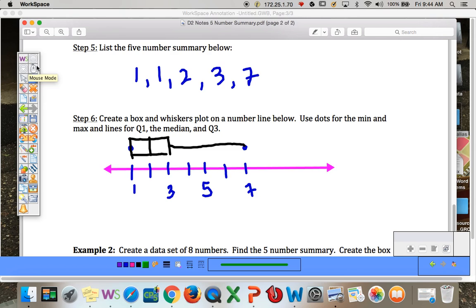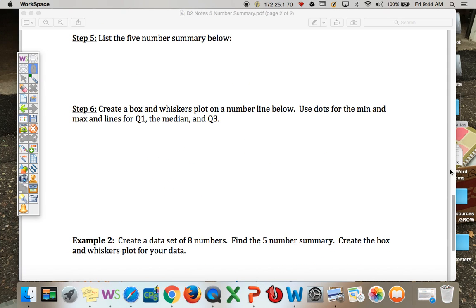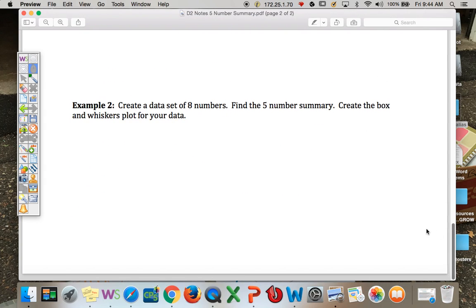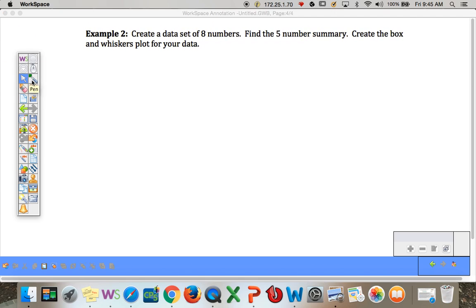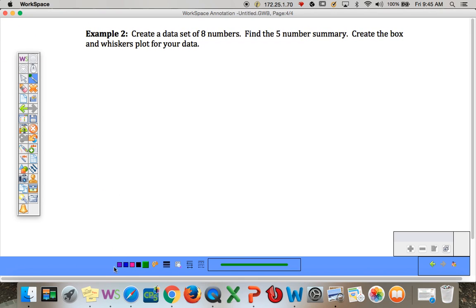Let's try another one where Q1 and the min aren't the same. Create a data set of 8 numbers, find the 5-number summary, and create the box and whiskers plot. Okay, I'm going to give myself more room here. I just made up some numbers, and I put them in order just to make it easier. But again, if they weren't in order, you would just put them in order. So I chose 10, 10, 12, 13, 14, 20, 22, and 25. So here are 8 numbers.